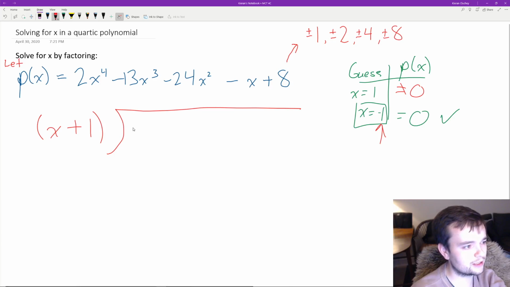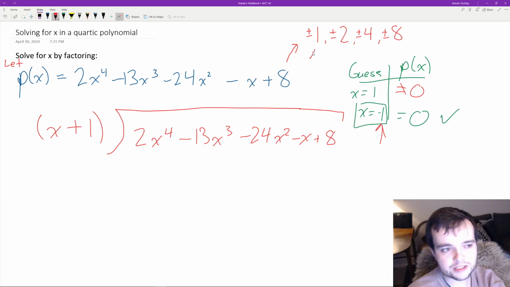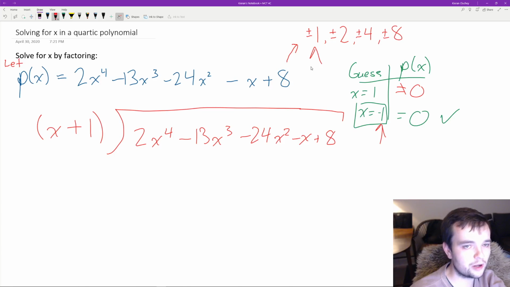So I am going to rewrite this polynomial out here. 2x to the power 4 minus 13x cubed minus 24x squared minus x plus 8. Okay? So notice I just gave up on my guessing here. I'm done with guessing for now. I have figured out a factor, so I'm going to go ahead and push forward. As soon as we have a factor, push forward with the polynomial long division. Let's now find the long division.